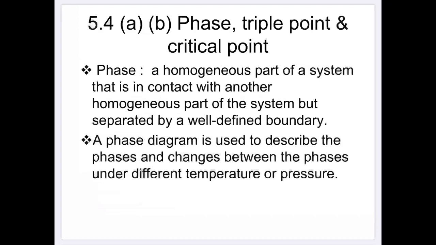Sebagai contoh, kita ada liquid dan juga gas. So, liquid dengan gas ni, dia adalah homogeneous part yang in contact with each other tapi diseparate by a well-defined boundary. So, kita gunakan phase diagram untuk describe the changes between phases iaitu solid, liquid dan juga vapor.